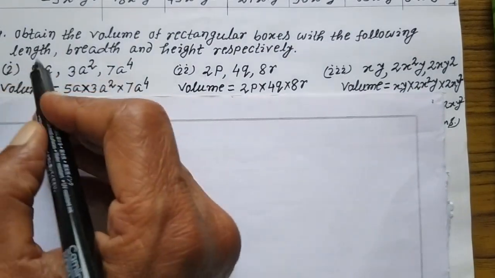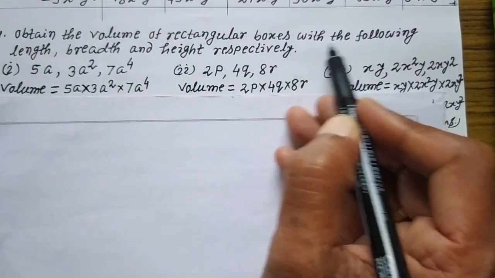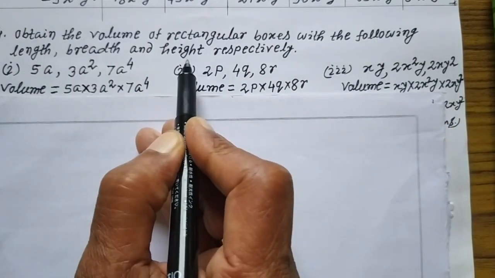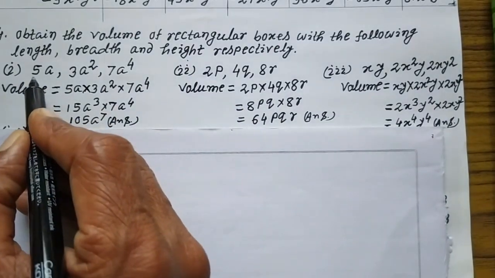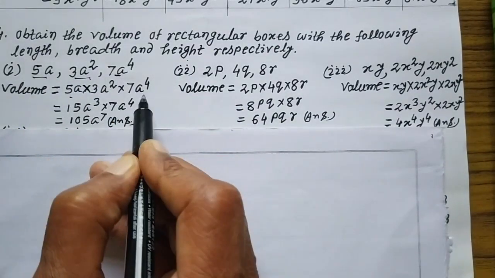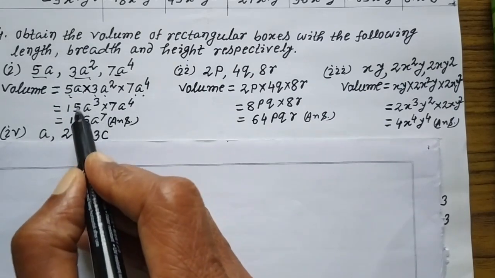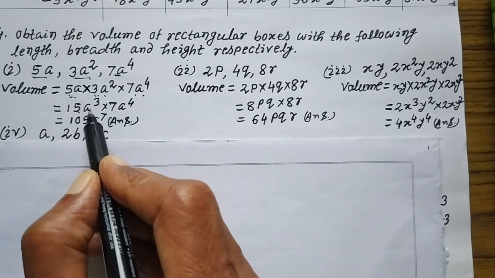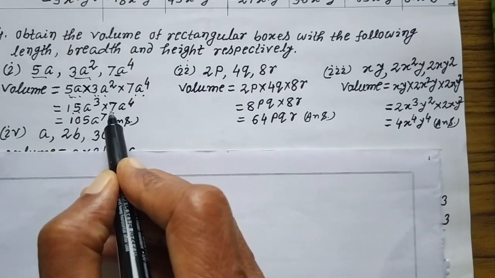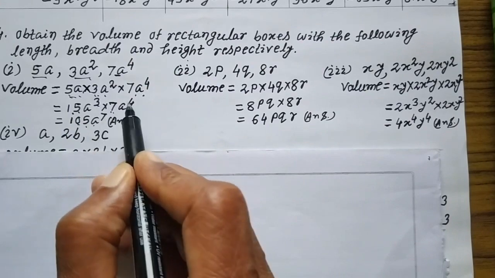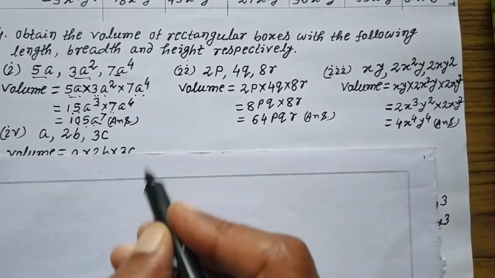Here is question 4. Obtain the volume of the rectangular boxes with the following length, breadth and height respectively. Okay, volume equals length into breadth into height. So this is the length, breadth and height, and it will be multiplied. This is 5a into 3a square. Multiply the coefficients, 3 5 15, a cube. And 7 a to the 4: 7 15 is 105, and 3 plus 4 is 7, a to the power 7. You can also write this in cubic units.